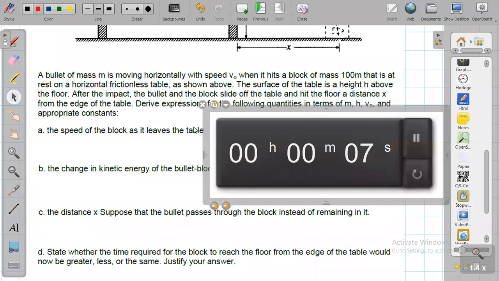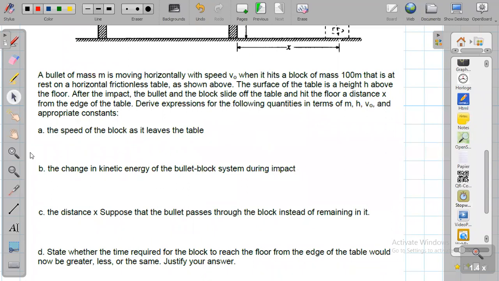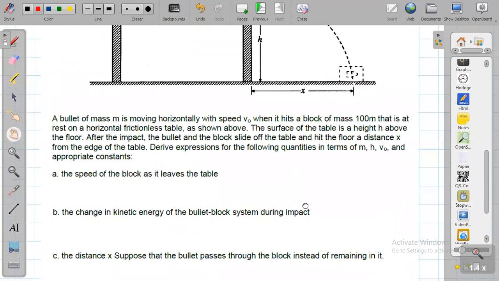How do you feel about this now? How do you feel about this? Huh?